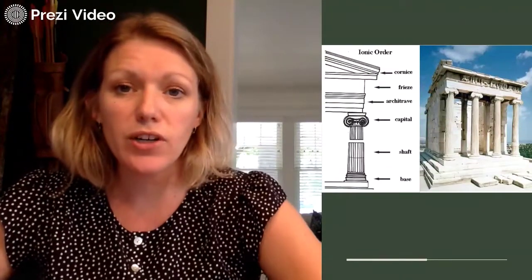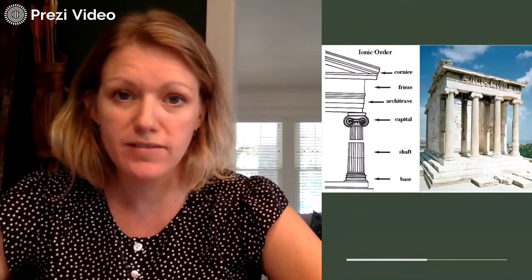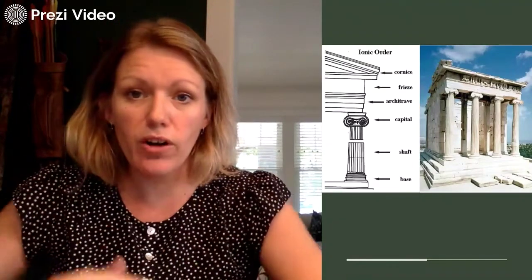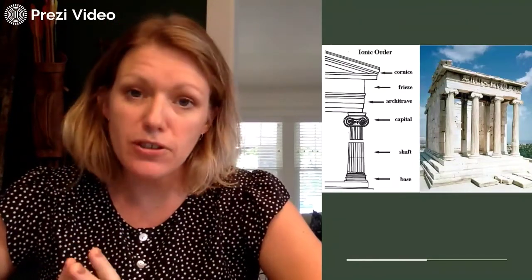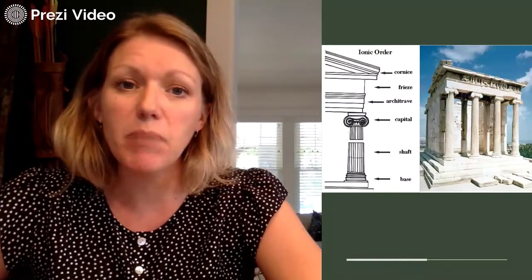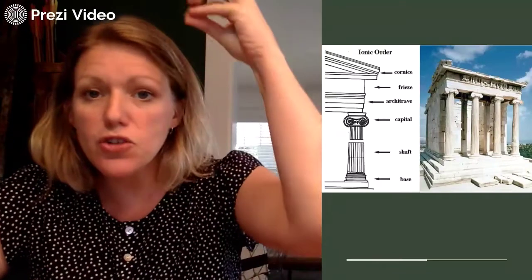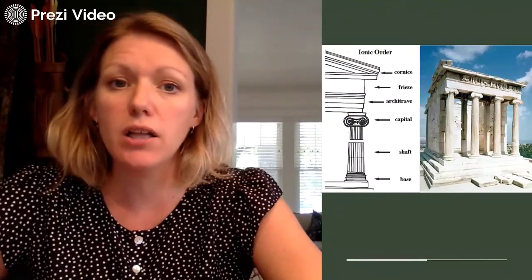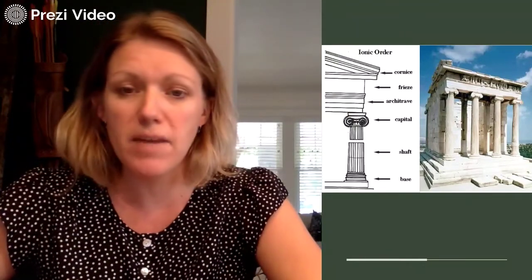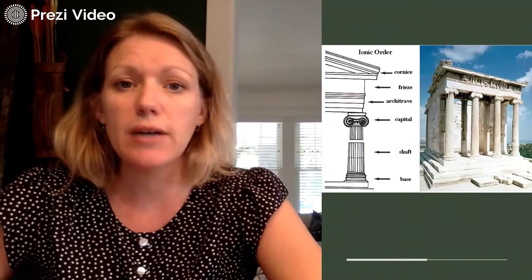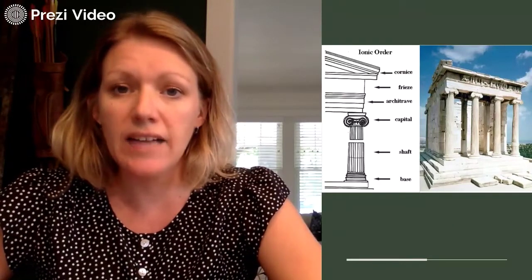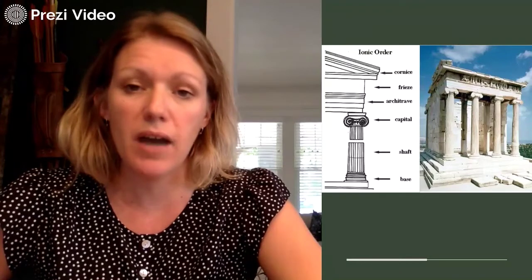The second order is the Ionic order. It's known as the feminine order. It differs from Doric by having a base that looks like a set of stacked rings, and the shafts are taller than the Doric ones, making the columns look more slender and more feminine. The columns also have flutes, which are lines carved into them from top to bottom.